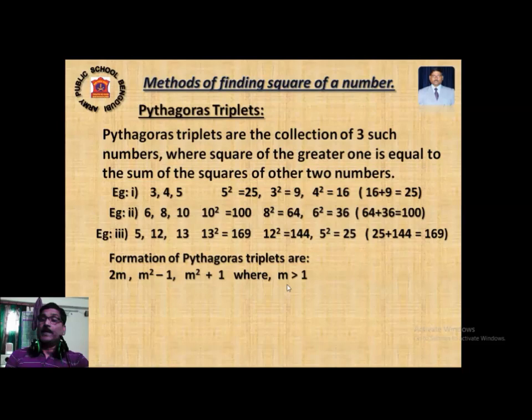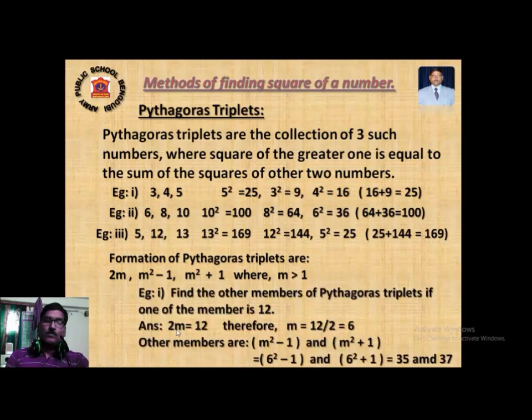Say I've given a number, the first member is 12. Here the first member is 12. Then 2m equals 12. What is the value of m? Then 12 divided by 2, that is 6. Clear? So 6 is the value.